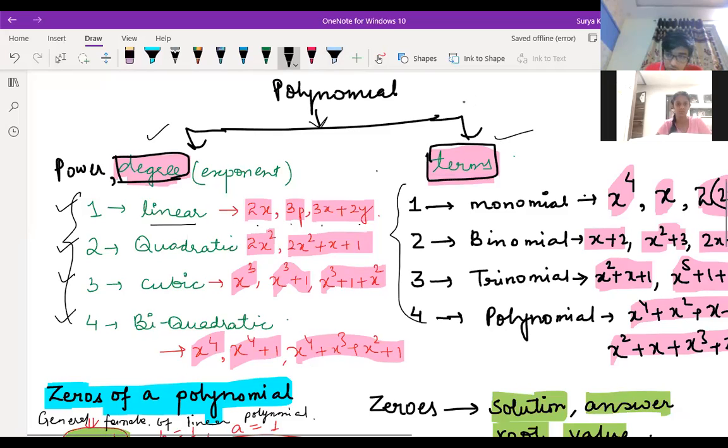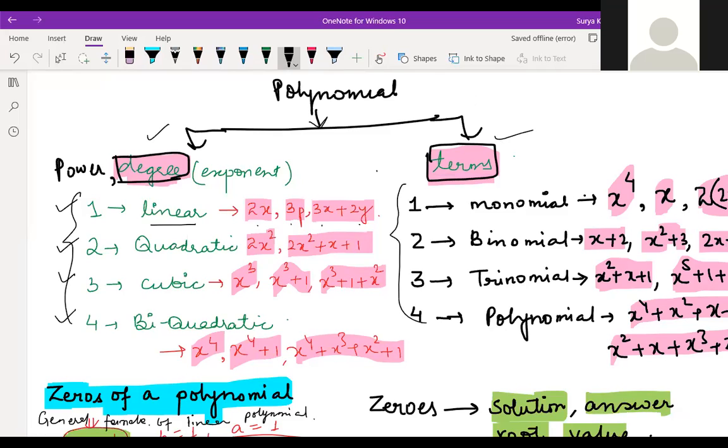Yes, sir. All right. So see here, according to the degree, power, or exponent, we are having degree as 1, 2, 3, 4. Maximum degree 1 is called a linear polynomial. Maximum degree 2 is called a quadratic polynomial. Maximum degree 3, cubic polynomial. The fourth one is biquadratic, that is having 4. So according to powers, you understood, children: linear, quadratic, cubic, and biquadratic. In these four terms, are we having any doubts?